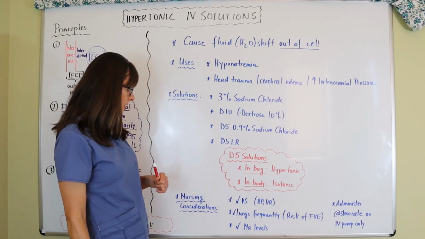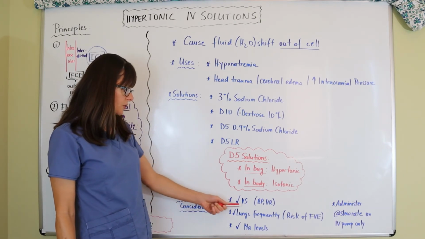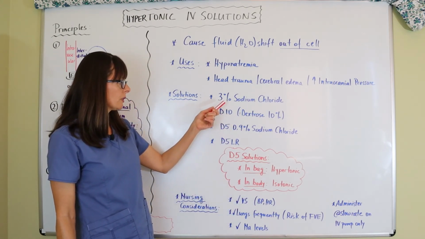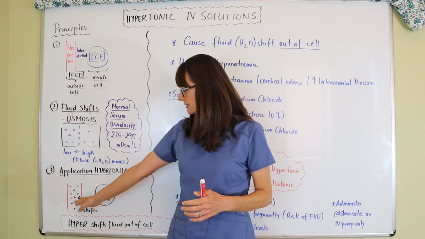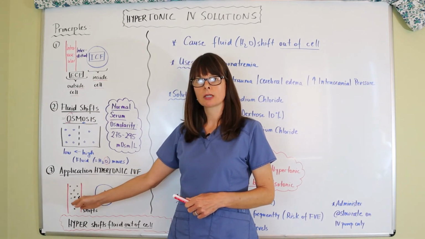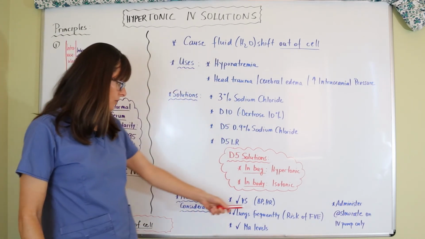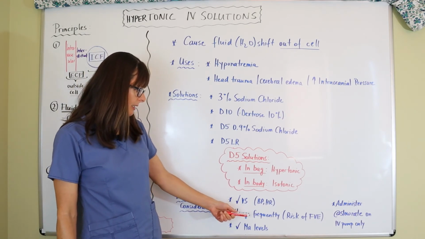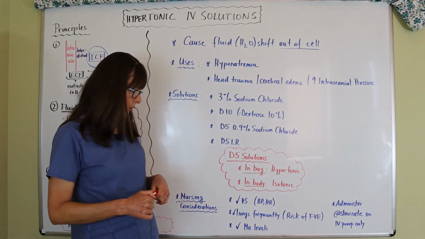For nursing considerations for hypertonic IV fluids, we always have to check vital signs, blood pressure and heart rate, because we're giving them fluids at a certain rate, and that's going to cause that fluid shift out of the cells into that intravascular space. And whenever we add fluids to the intravascular space, we want to see how does that affect their blood pressure, and of course heart rate as well. And then we also want to check the patient's lung sounds, because they are at risk for fluid volume excess, because there's fluid shifts that occur here.